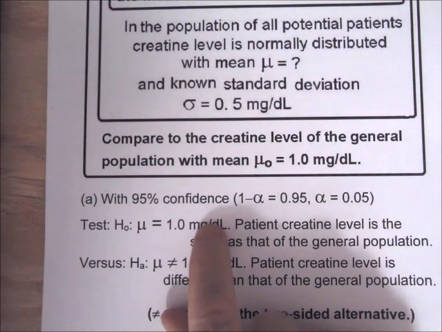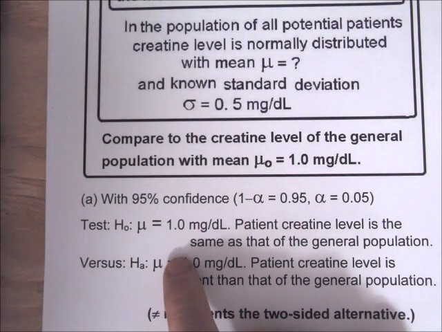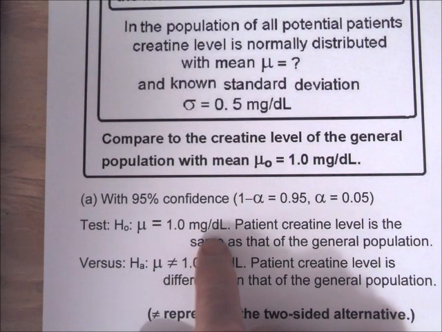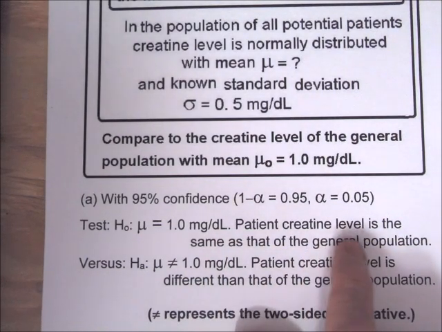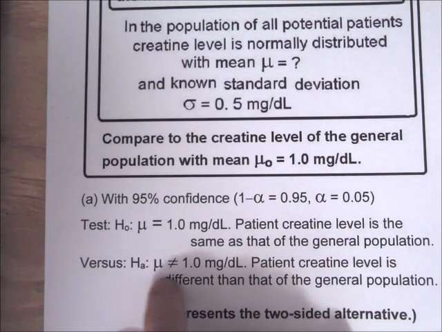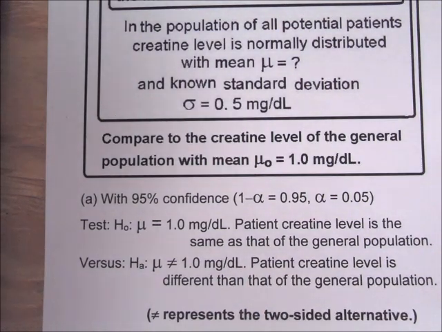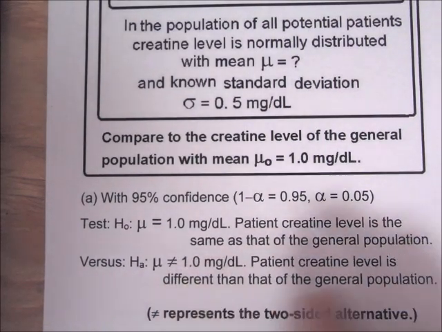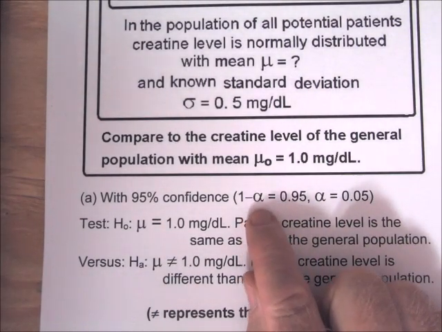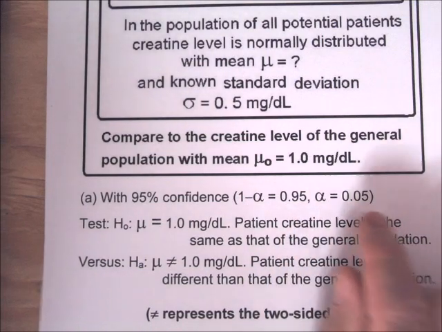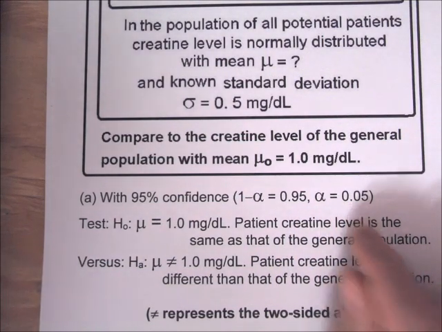with 95% confidence, we want to test H naught: mu equals 1.0 milligrams per deciliter, the patient creatine level is the same as that of the general population, versus the alternative HA: mu not equal to 1.0 milligrams per deciliter, the patient creatine level is different from that of the general population. So this is a two-sided alternative. Our confidence level 1 minus alpha is 0.95, and our level of doubt is 0.05.